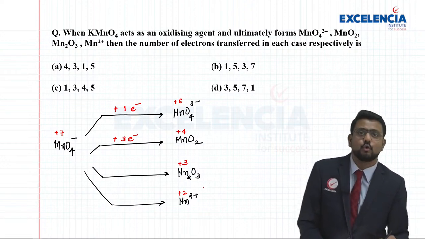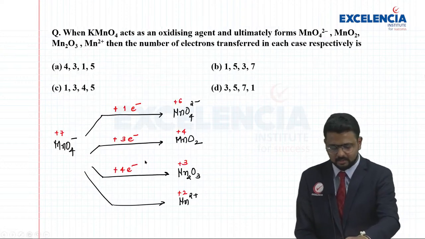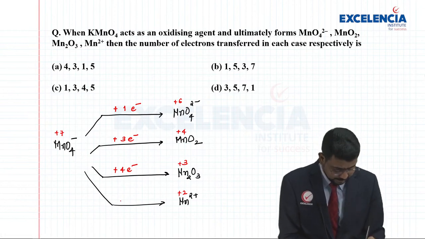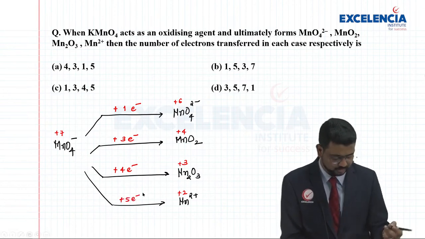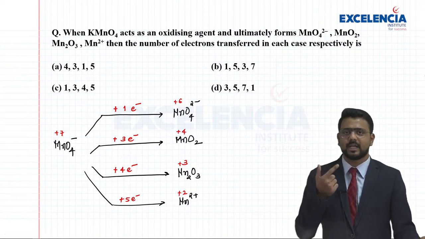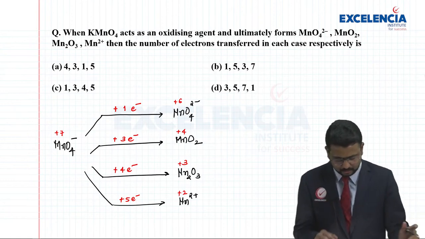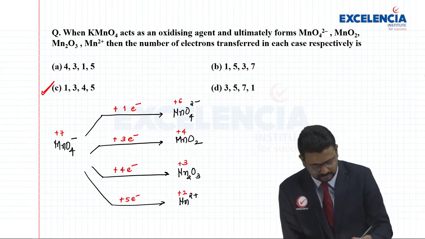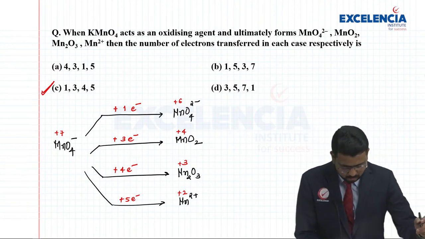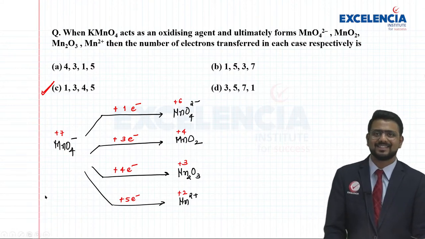From +7, it goes to +3, so it is definitely going to accept 4 electrons. And finally, from +7, it is going to +2. So the change in oxidation state is by 5, and hence it is going to accept 5 electrons, right? So you will realize that in the first reaction 1 electron, second 3, third 4 electrons, and finally 5 electrons. So that matches to your option C, 1, 3, 4, 5, right? So this will be your correct option, that is option C.